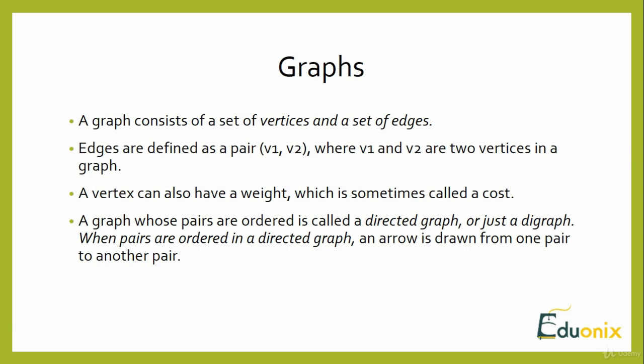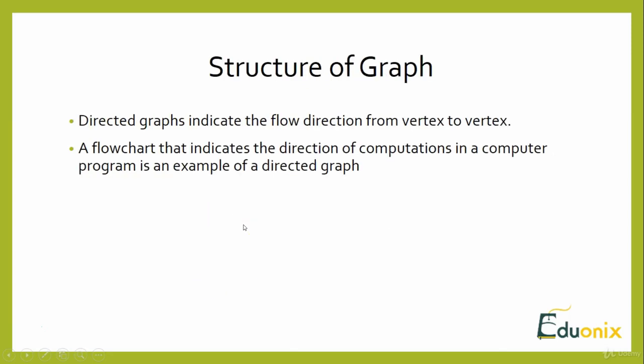If I want to go from Mumbai to Pune, then I have a road with an expressway, and that expressway can be considered an edge. A vertex can also have a weight, which is called a cost. What this cost is all about, we'll understand in our upcoming chapters and illustrations. A graph whose pairs are ordered is called a directed graph or digraph, where an arrow is drawn from one vertex to another. So what are directed graphs? Directed graphs indicate the flow of direction from one vertex to another vertex.